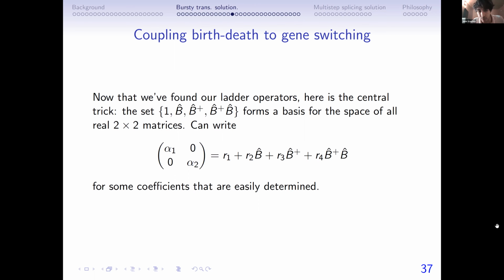And why that's helpful is that when we consider the combined problem, where how much mRNA you produce depends upon gene state, if you're in gene state 1, you produce alpha 1. If you're in gene state 2, you produce alpha 2. You have this matrix that appears, and that matrix being there makes the whole problem complicated. But if you use this basis, you can turn it into something that's maybe more doable. That's the basic technical idea.